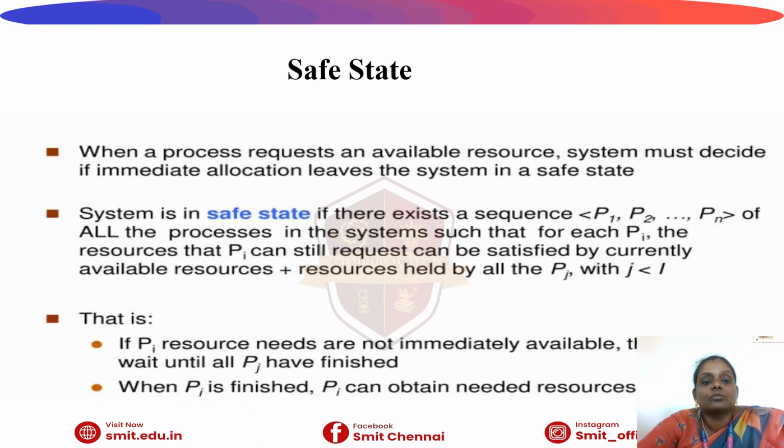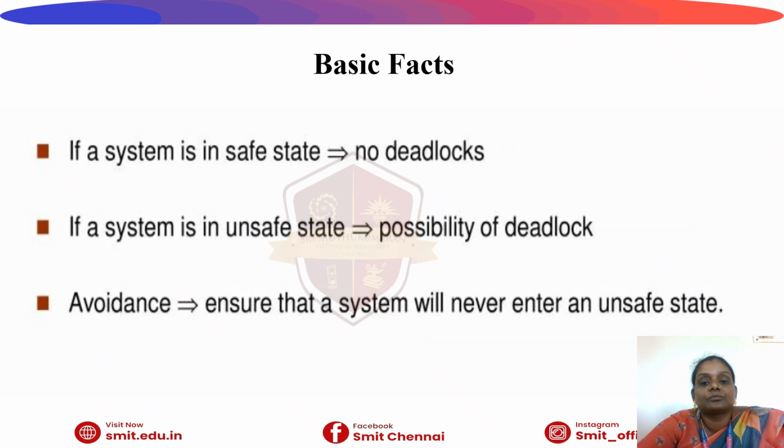And what is a safe state? A system is in a safe state if all processes can finish execution without deadlock. That is called a safe state. For example, a teacher distributes exam papers only if enough papers are available for everyone. That is called a safe state.